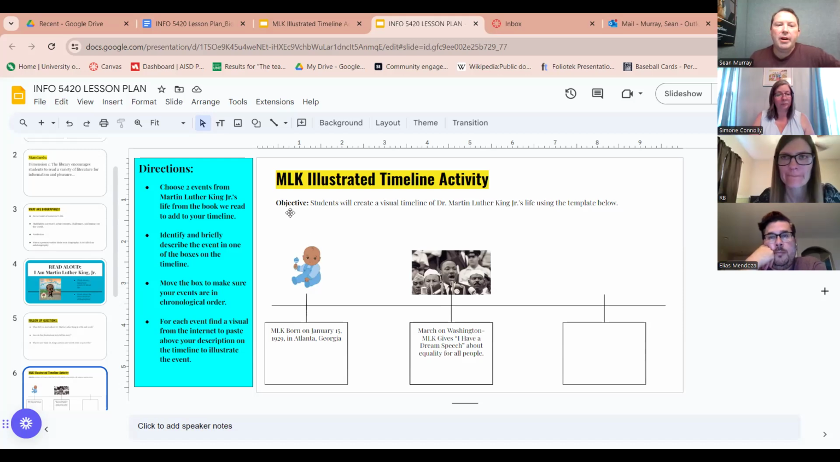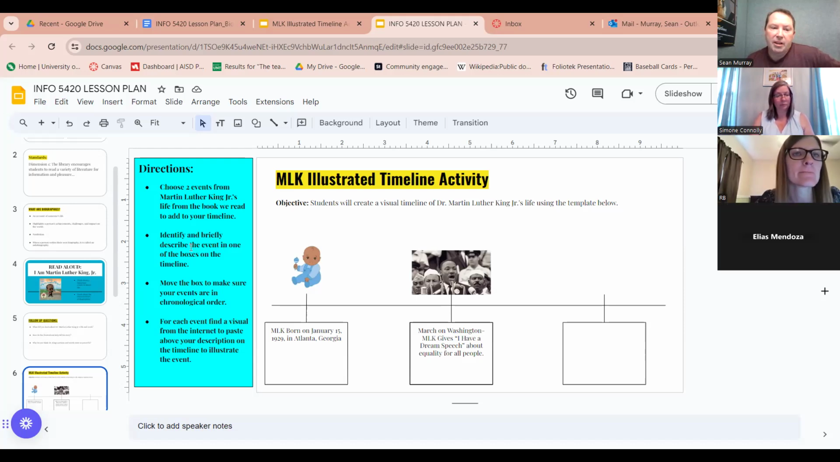All right. So the directions over here say you're going to choose two events from Martin Luther King Jr.'s life from the book that we read, and you're going to add them to your timeline. You're going to identify and briefly describe the event in the boxes on the timeline. And that could be really short, just one sentence or something. And then you're going to move the boxes to make sure your events are in chronological order. And then for each event, you're going to find a visual from the internet to paste above your description.